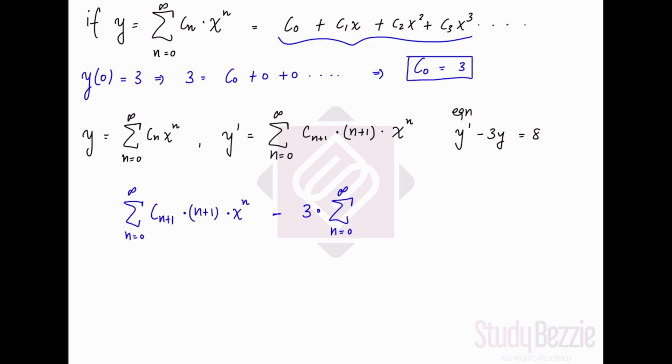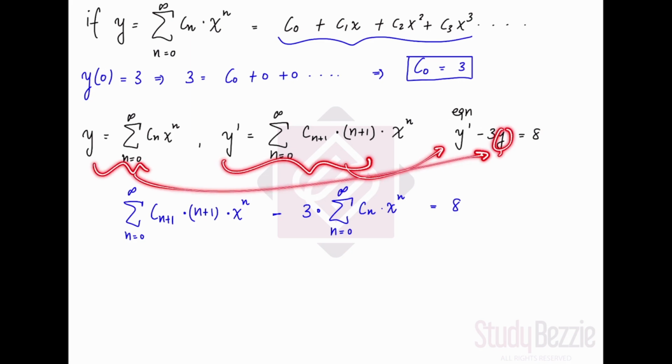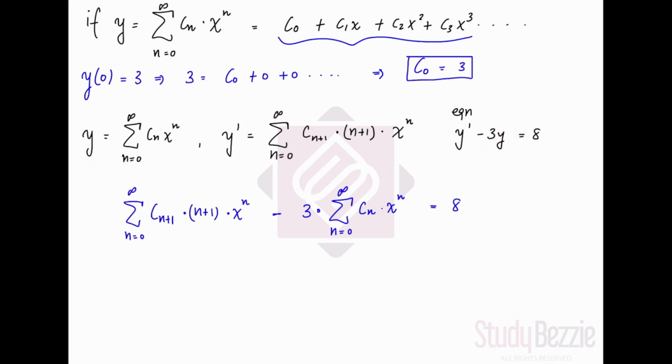Sum from n equals 0 to infinity of c_n x^n must be equal to 8. All I did is plug in whatever was y prime and whatever was y into the equation. A little bit of algebra will help you combine these two things, and now we'll condense them into one singular sum on the left side.